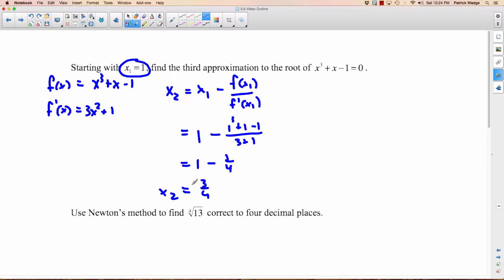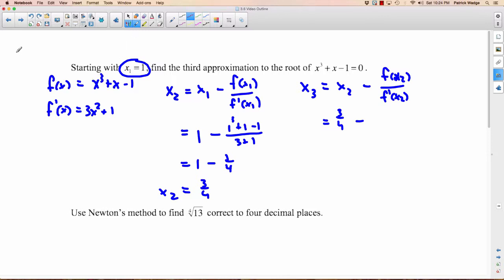Now, what if we want to get x3? Because we want the third approximation. To get x3, you take the previous one, which is x2, and then you subtract f of x2 over f prime of x2. Now, you're getting to the point where you want to start using a calculator, I'm sure, but let's just write a little more here. x2 is 3/4 minus, so now you're doing f of x2. You need to plug 3/4 here and here.